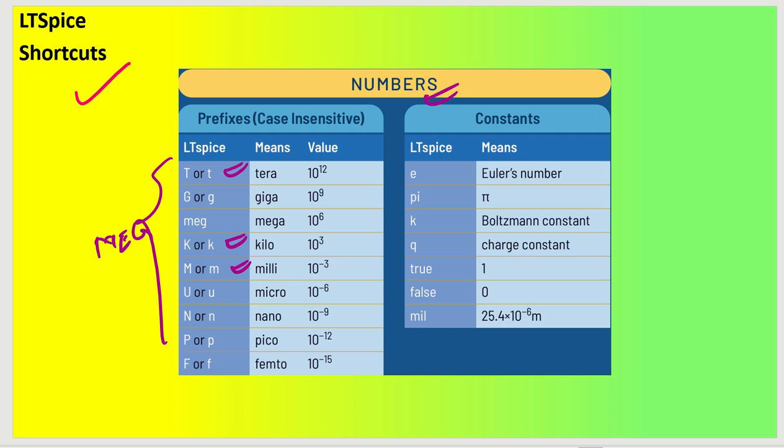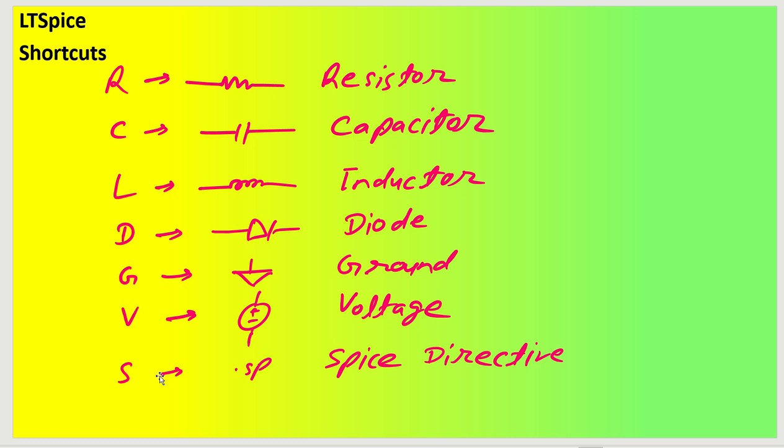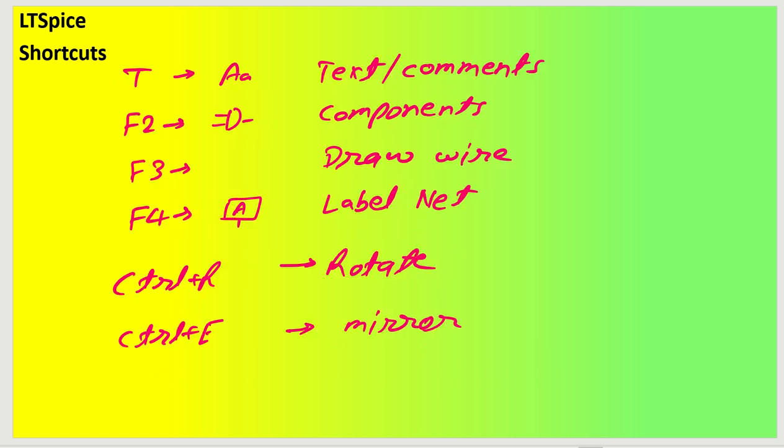So roughly, I have sorted out some of them. You can use Control X for cut or delete, Control C for copy, F7 for move, F8 for drag, and Escape or right click to exit the current mode. Similarly, shortcuts to place components: R for resistor, C for capacitor, L for inductor, D for diode, G for ground, V for voltage source, S for spice directives, and T for text or comments.